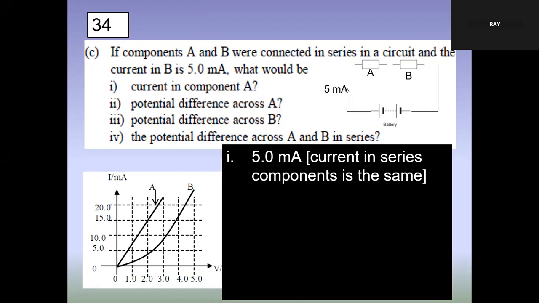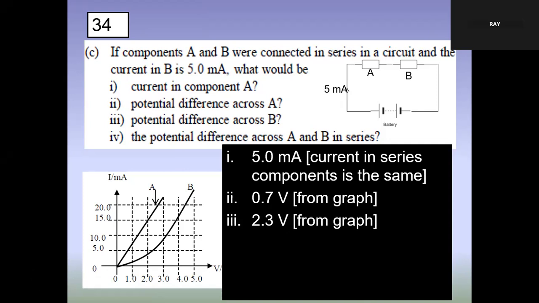Okay. Potential difference across A: read from the graph, no? Yeah, read from the graph. 5 milliampere passing through A and B. So the potential difference across A is there, about 0.7 volt. Potential difference across B is what? Estimate, 2.3 from the graph.